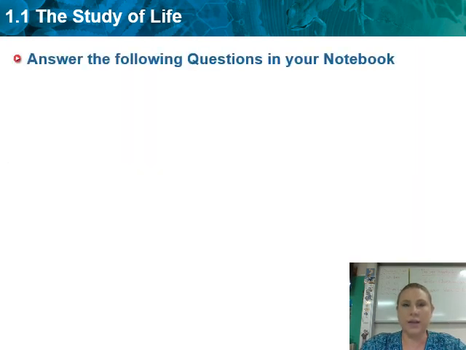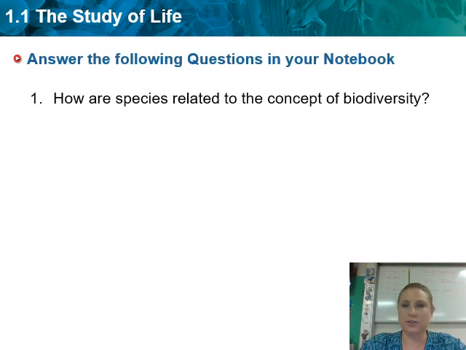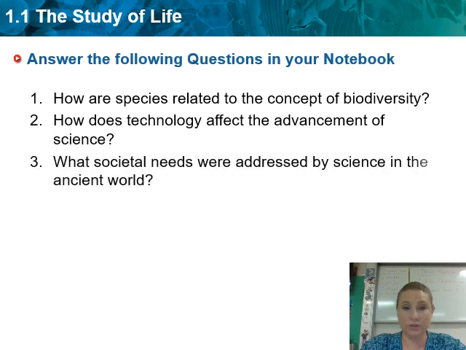So if we take a look at our essential questions, these are going to be on Schoology for you. And you need to talk about these three things. How are species related to the concept of biodiversity? How does technology affect the advancement of science? And then what societal needs were addressed by science in the ancient world? What were the things that they needed to survive? And again, that's going to be part of your assignment for section 1.1.